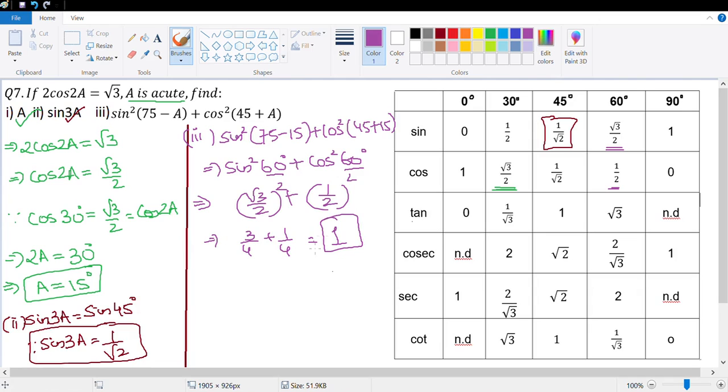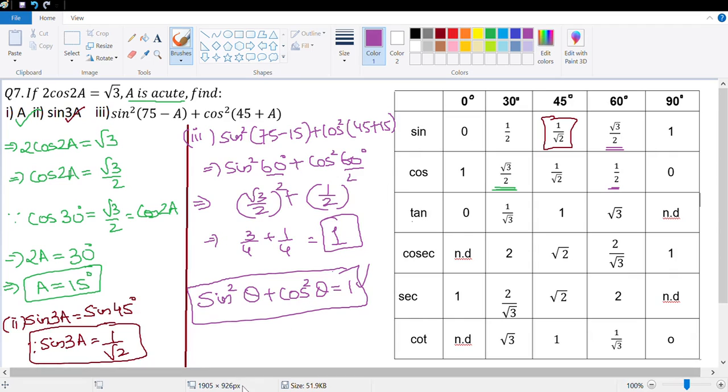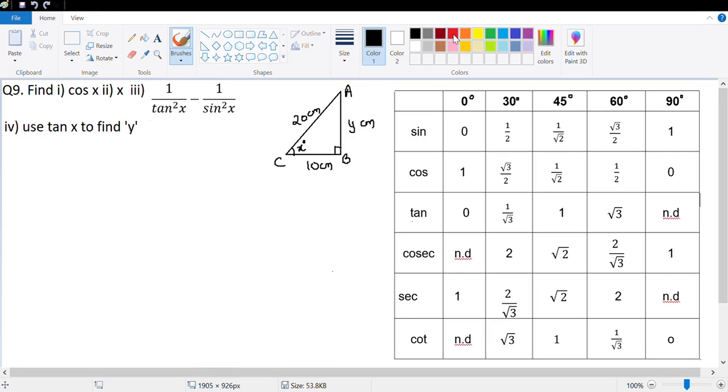So I think we can look at an identity, which is sine square theta plus cos square theta is always equal to 1. This is in your syllabus in detail in 10th standard, but since we came across an example, just talked about it. Let's look at the next question. The next question that we're doing is question number 9. It says from the given figure find cos x degree.